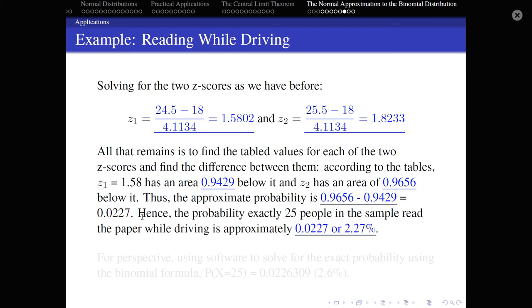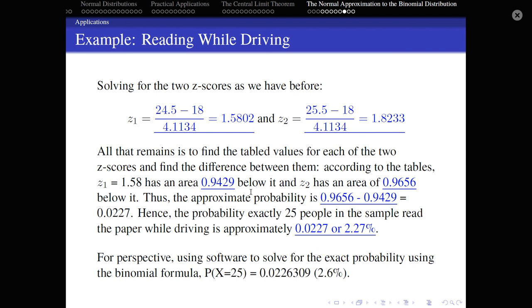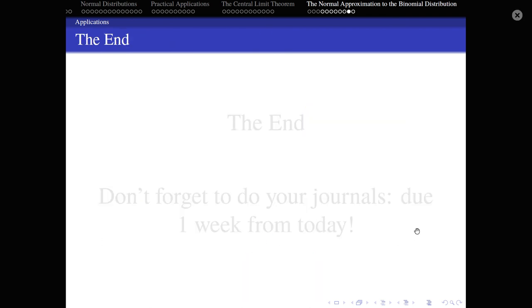There's about a 2% chance of exactly 25 people in the sample reading the paper while driving. And again, looking at this in software, we see that this is about a 2.26% chance instead of a 2.27% chance. So very, very close to what we would have otherwise.